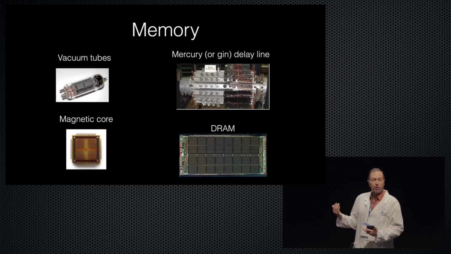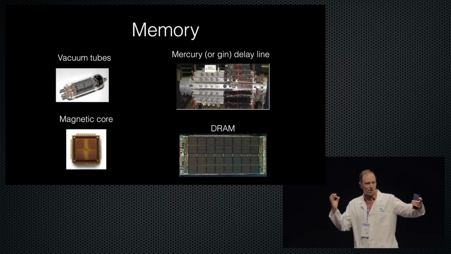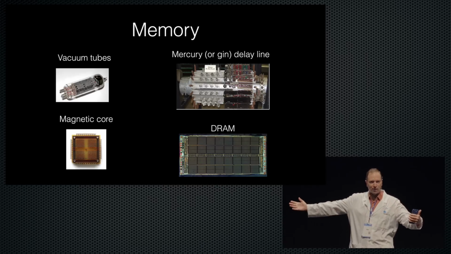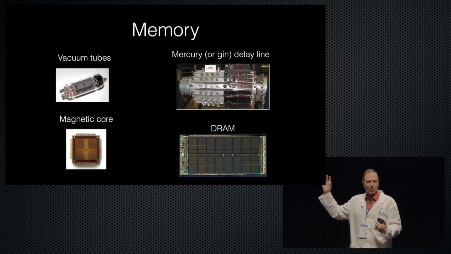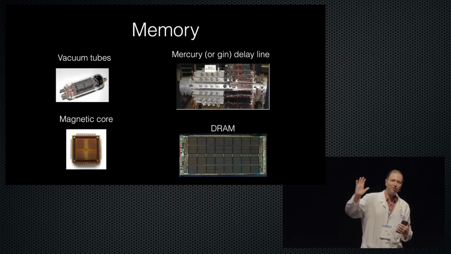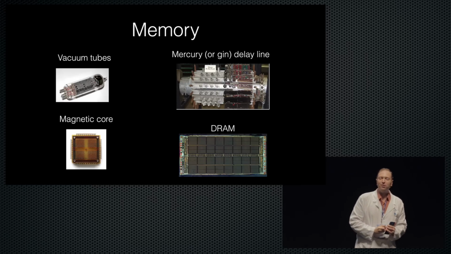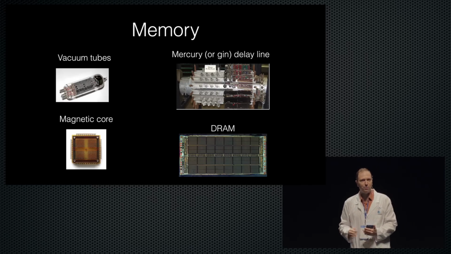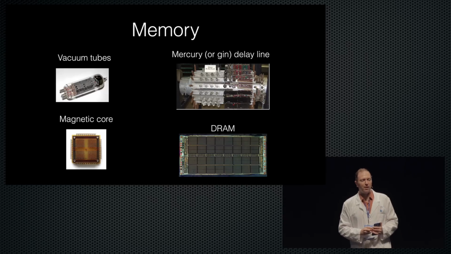Later on, there were mercury delay lines. This is kind of a cool technology. You have a pipe, you basically fill it with mercury, you have a speaker or something like that on one end and something like a microphone on the other end, and you pulse your data through it, and it takes time to travel. And because of that, you can store your information that way. And there was a fun little proposal. Somebody decided that gin would make a good medium for this, had all the right chemical properties. As far as I can tell, nobody ever built that.